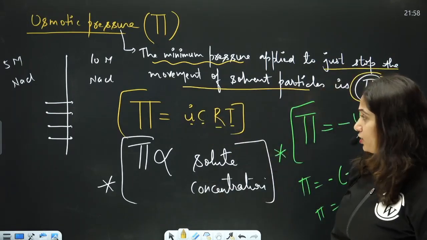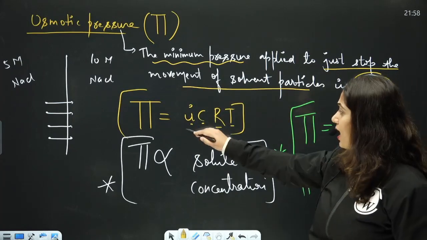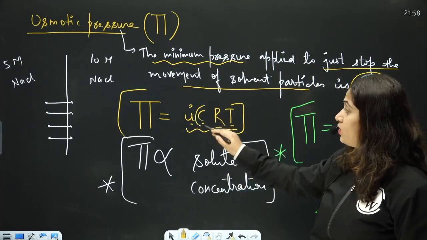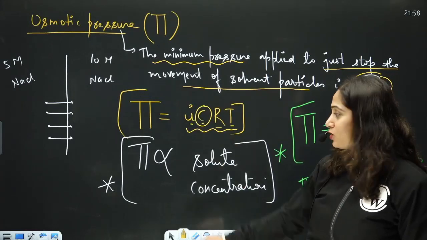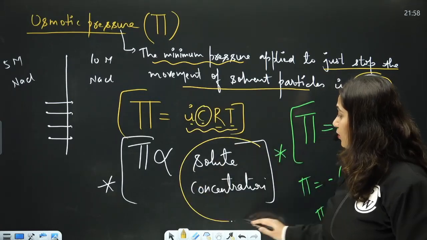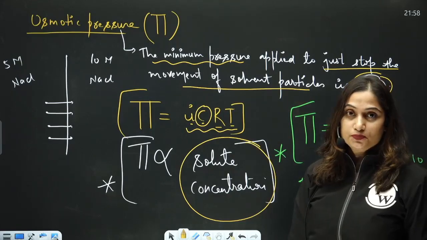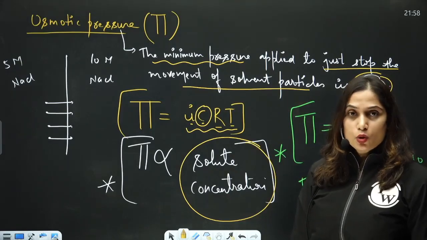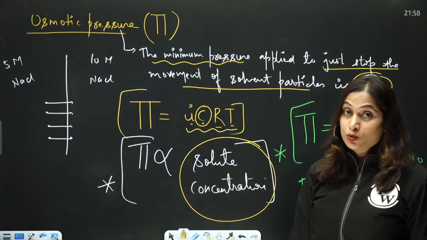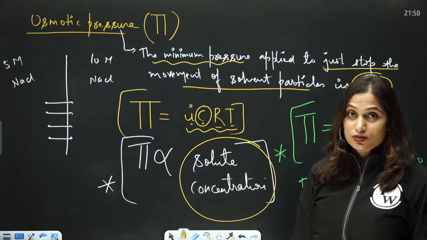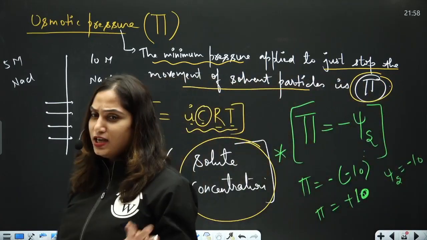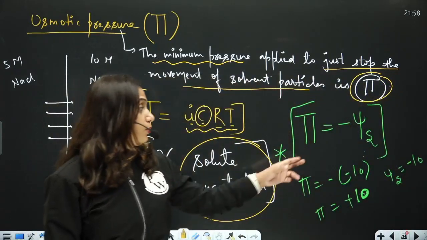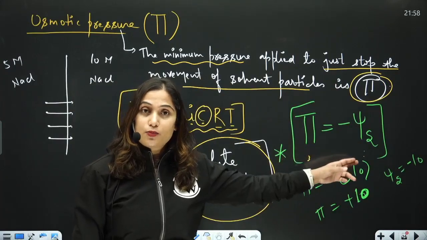And osmotic pressure, as you read in chemistry, is equal to iCRT. C is the concentration here. So, what does it mean? That osmotic pressure is directly proportional to solute concentration. The more the solute concentration, the more the osmotic pressure of the solution. Right? This is important. And there is a very interesting relationship between osmotic pressure and osmotic potential.